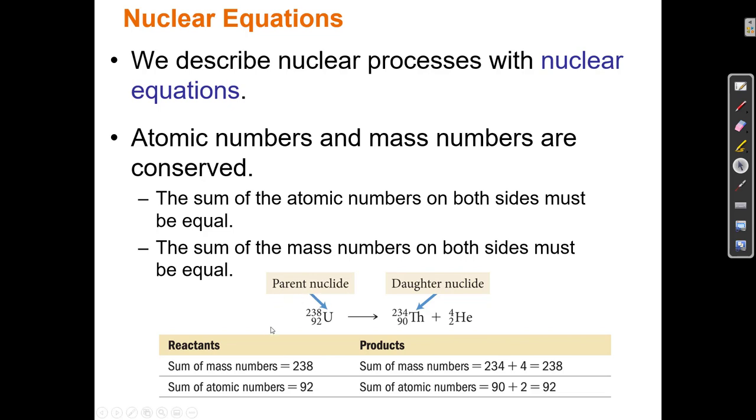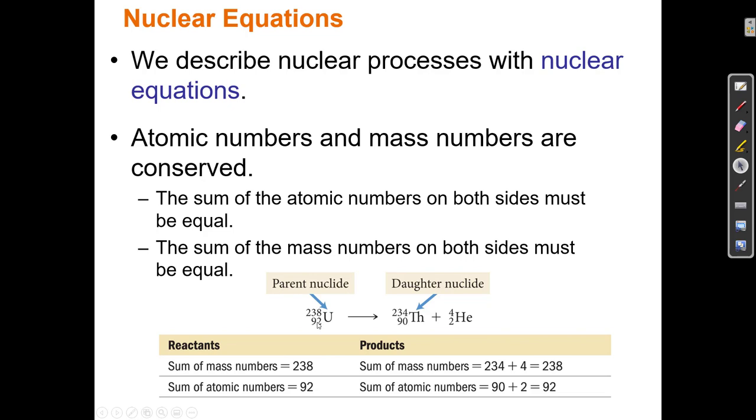So instead of calling them reactants on the left, we call them parent nuclides. And instead of calling them products on the right, we call them daughter nuclides. So the parent is what comes first, and the daughter is what it turns into. Balancing a nuclear equation is actually pretty easy. Atomic numbers and mass numbers are conserved. So on this side, I have 238 and 92. That means that on this side, the numbers on the top have to equal 238, and the numbers on the bottom have to equal 92.